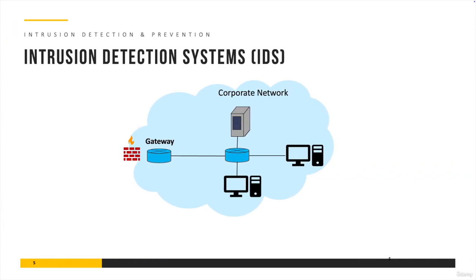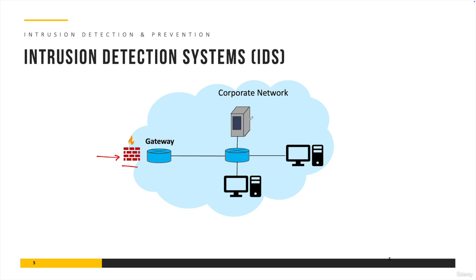Now, let's take an example of an actual corporate network and understand the different places where intrusion detection systems work. So, this is a corporate network. They have a firewall which is facing the outside world. And then there is the gateway, which is an entry into the corporate network. And then you have databases, maybe servers, those kinds of things.